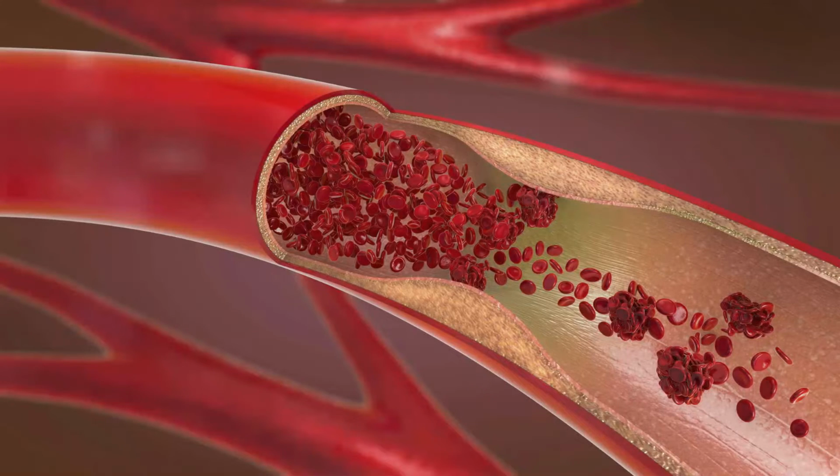What is arteriosclerosis? Arteriosclerosis, also known as cardiovascular arteriosclerosis, is a heart condition that occurs when arteries grow thick and stiff and restrict blood flow to organs and tissues in the body.